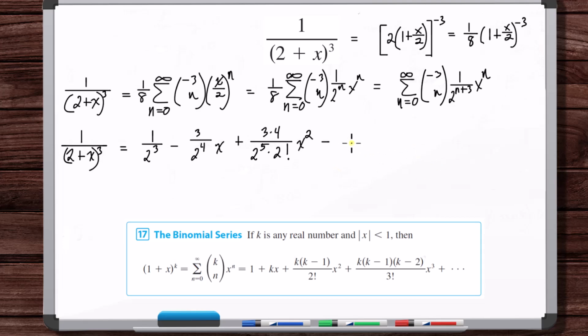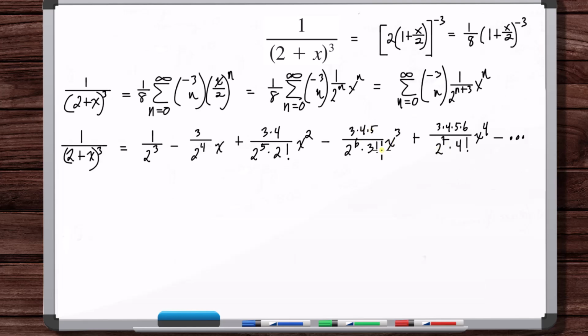Okay, then let's see. Minus 3, minus 4, minus 5. So 2 to the 6th times 3 factorial. And then 3 times 4 times 5, x cubed. Plus, okay, you can see the pattern, 2 to the 7th times 4 factorial, 3 times 4 times 5 times 6, x to the 4th minus.